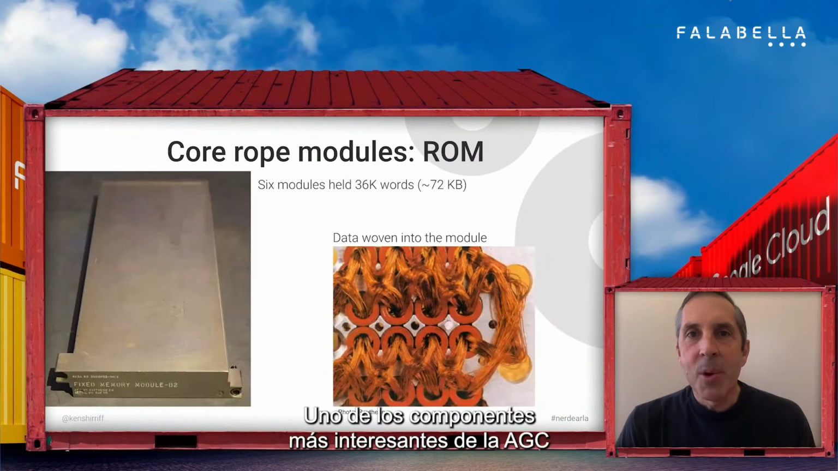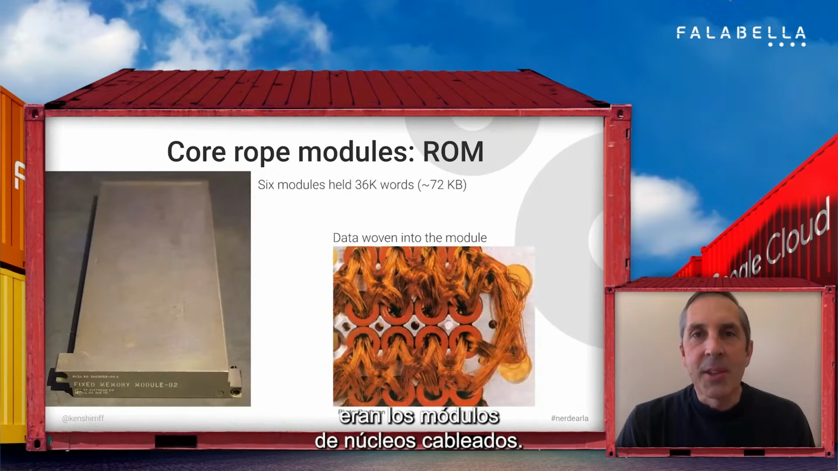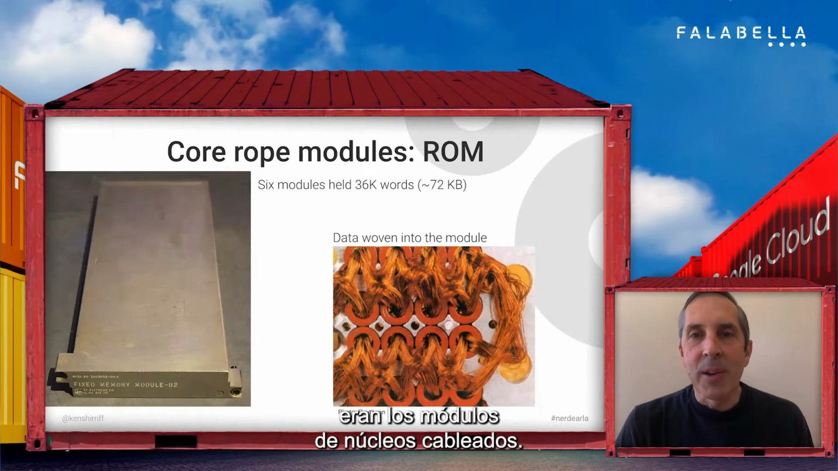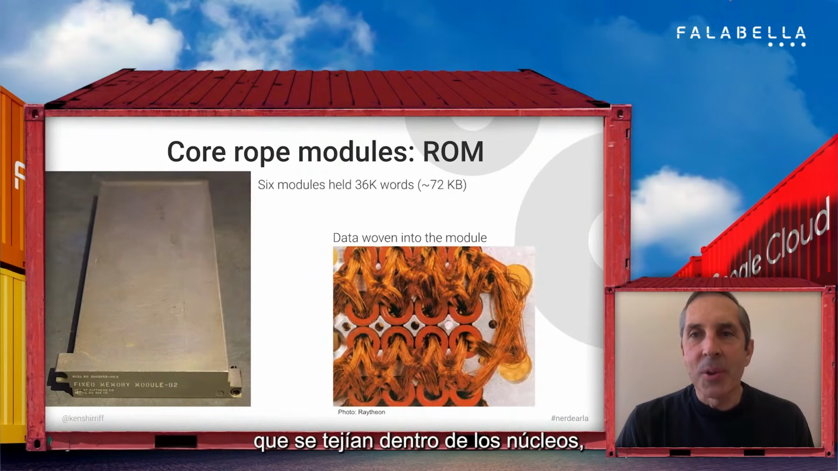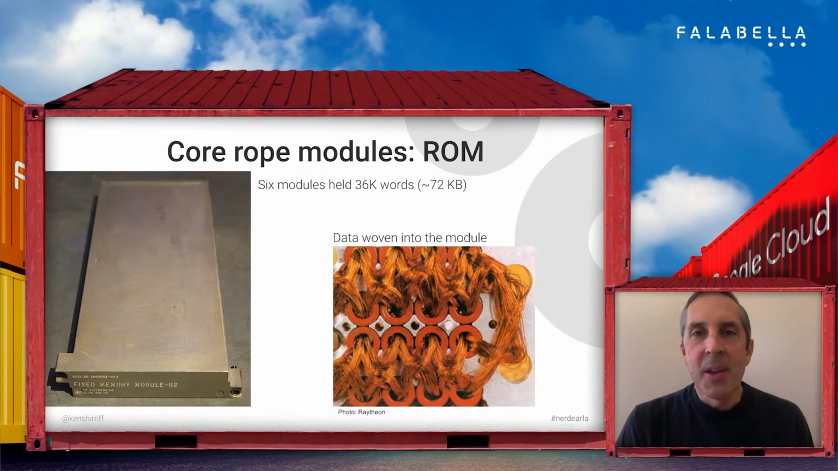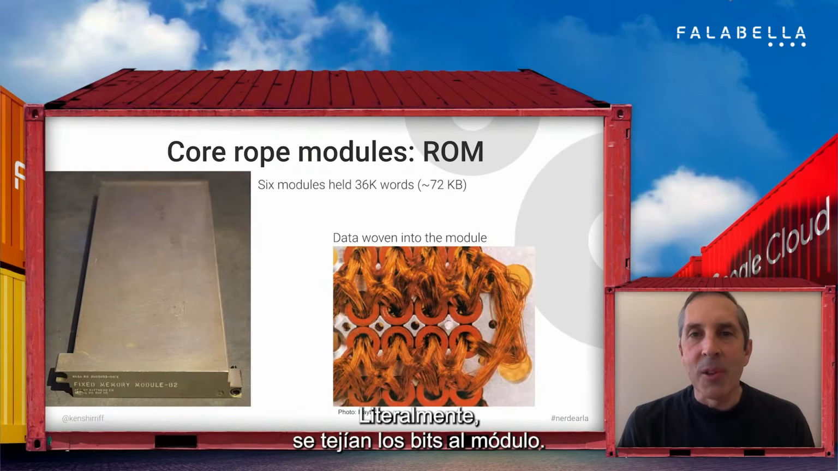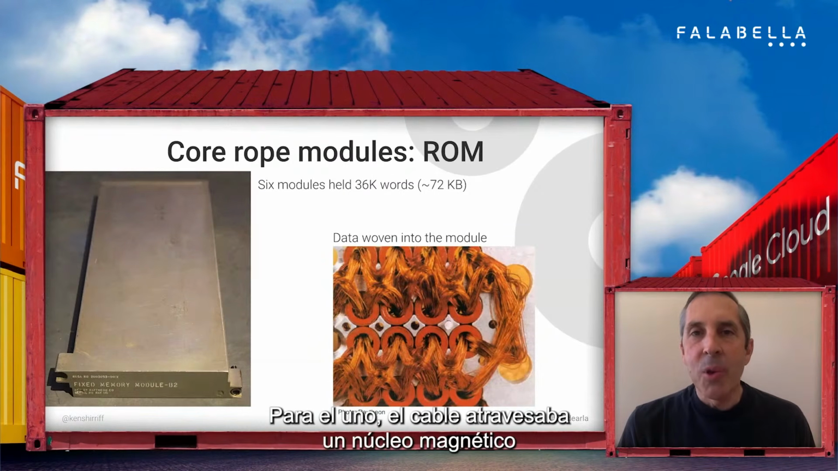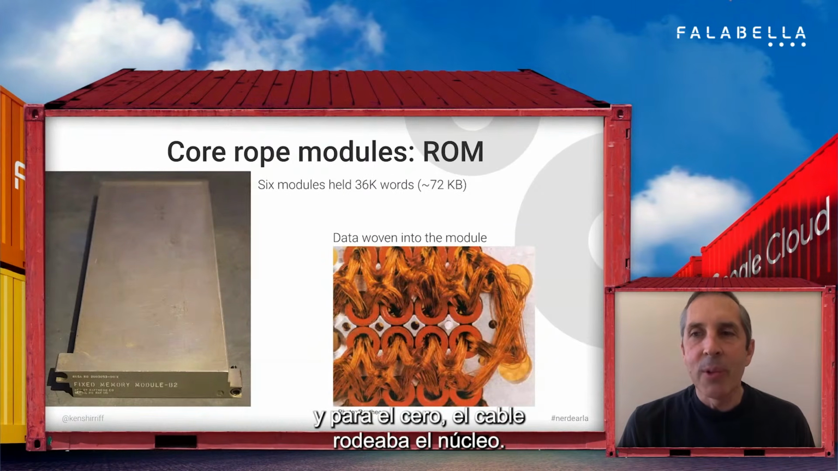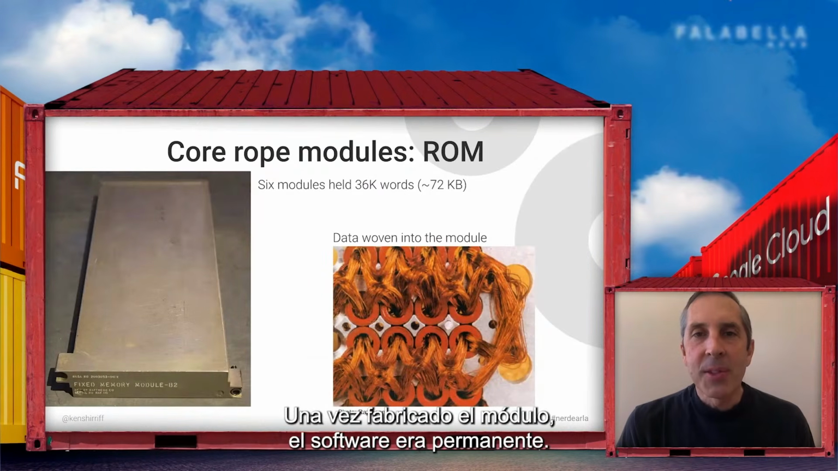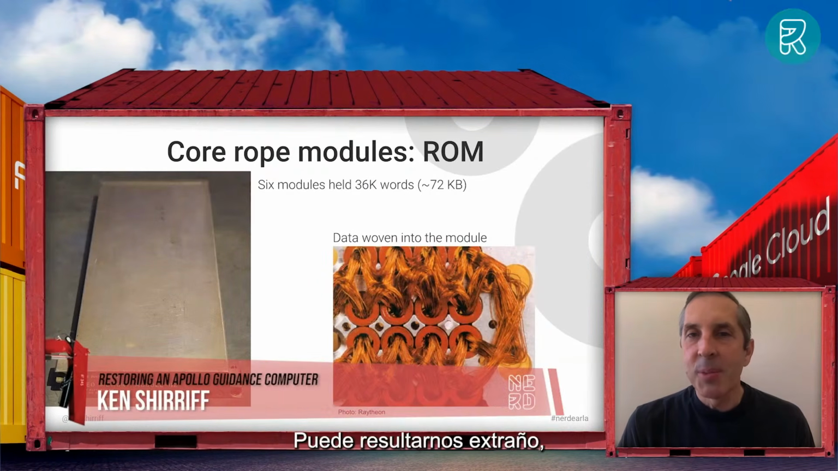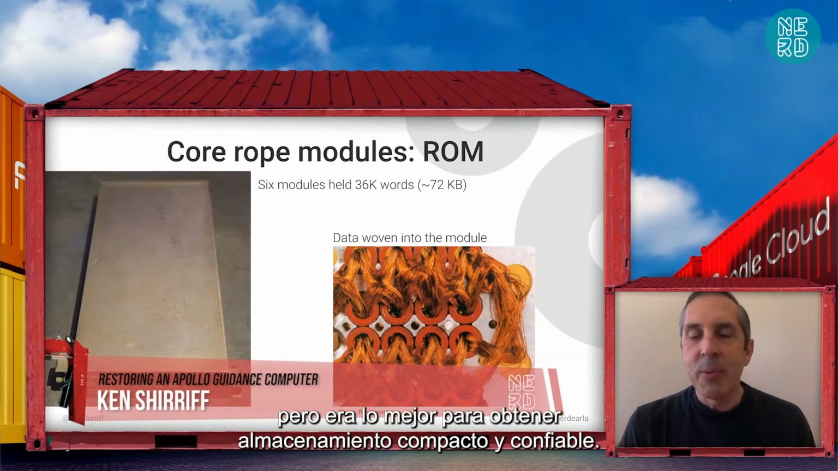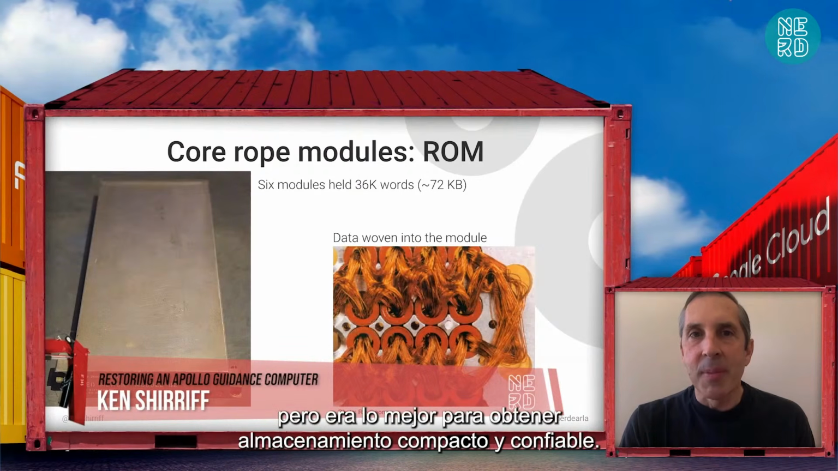One of the most interesting components of the Apollo guidance computer is the core rope modules that held the software. These stored software as wires that were threaded through large magnetic cores, these reddish rings. Now, they literally wove the bits into the module. For a 1, a wire would go through a magnetic core, and for a 0, a wire would go around the core. And then once they'd manufactured the module, the software was now permanent. Now, this seems bizarre now, but it was the best way to get reliable and compact storage at the time.